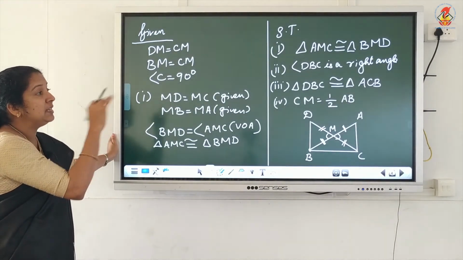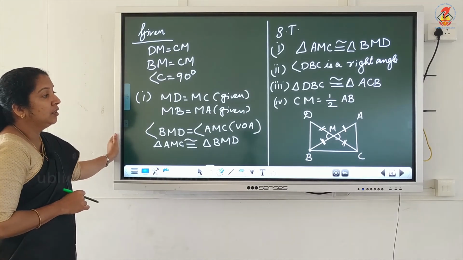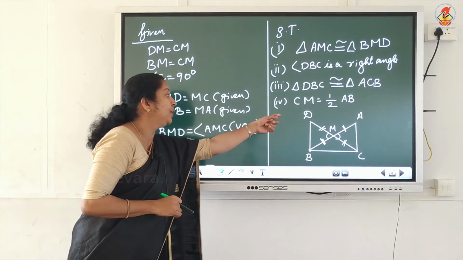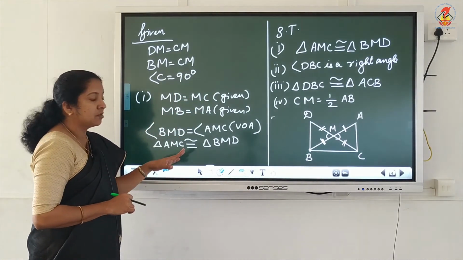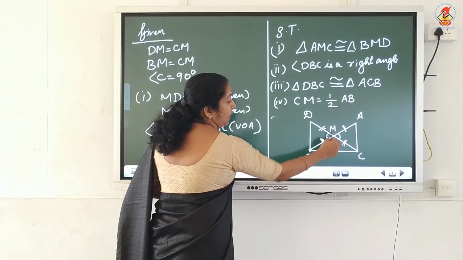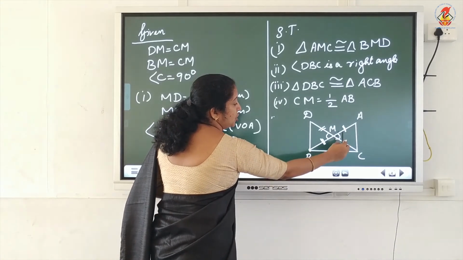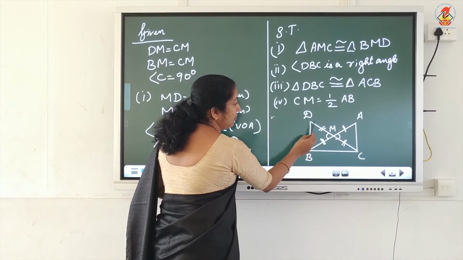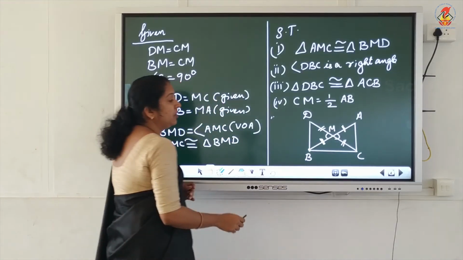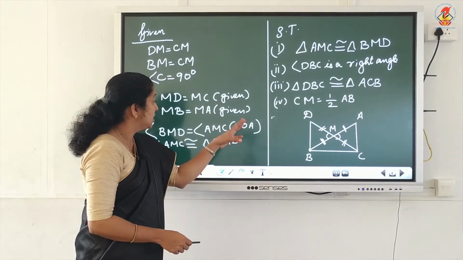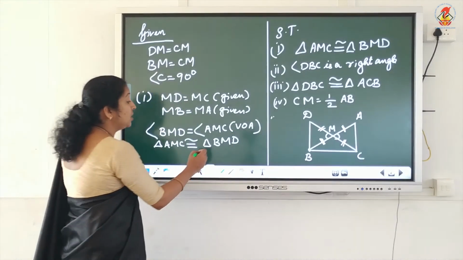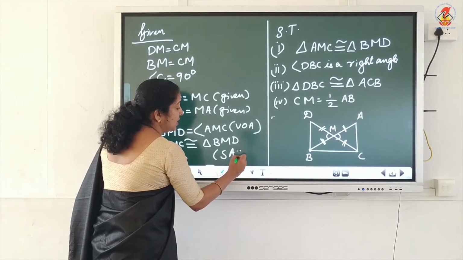We need all these results for finally proving the fourth one. So I am keeping the question there, I am going to rub this. So what we have taken is, BM is equal to AM is given and DM is equal to CM is given and the included angles are vertically opposite angles. So what we can conclude is these two are congruent using SAS criterion.